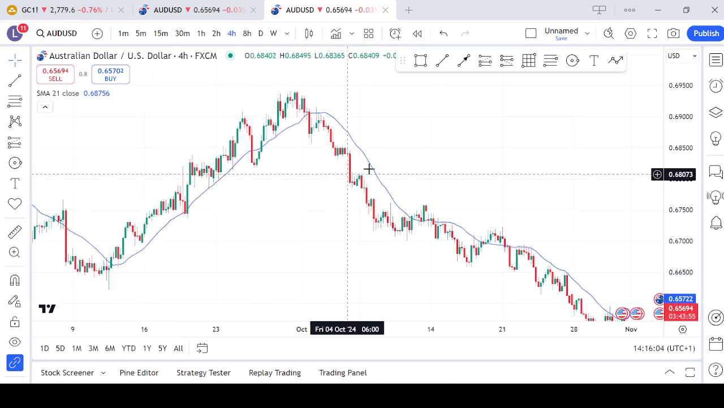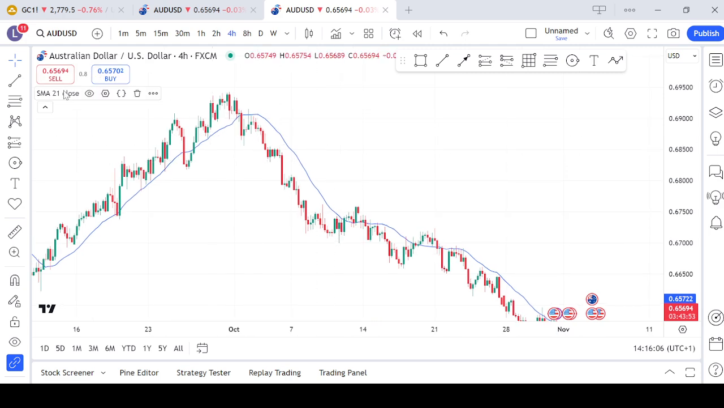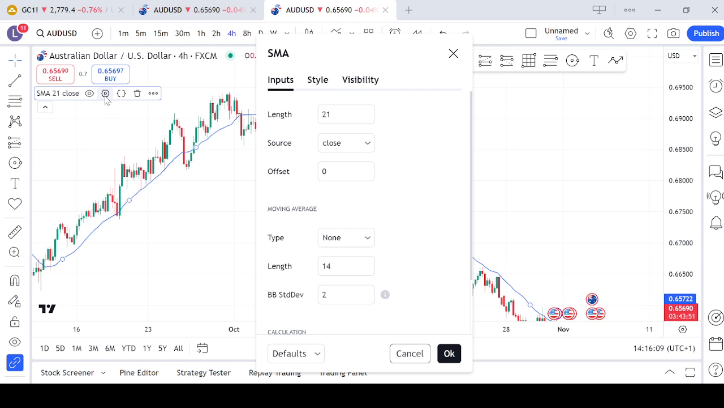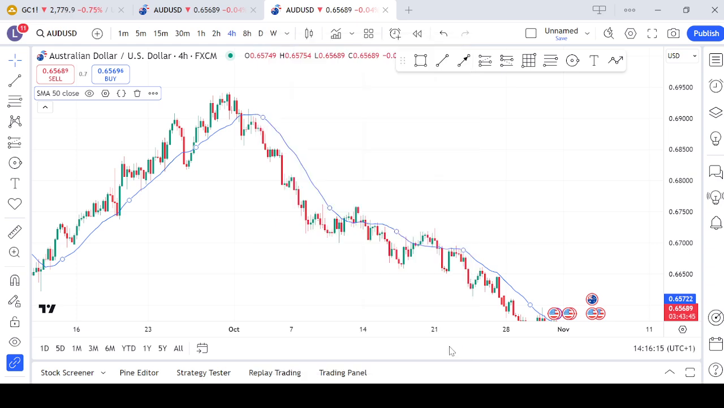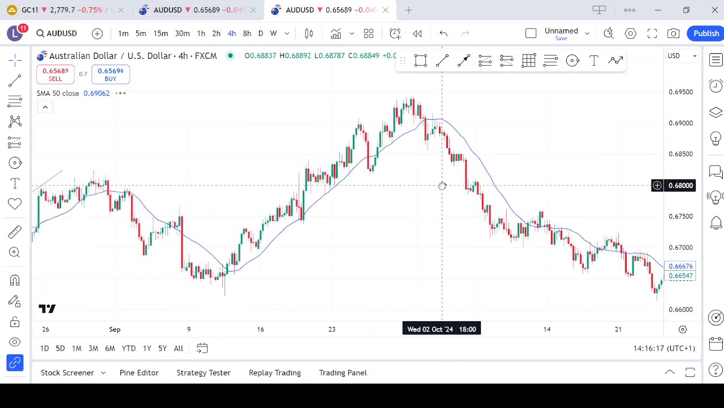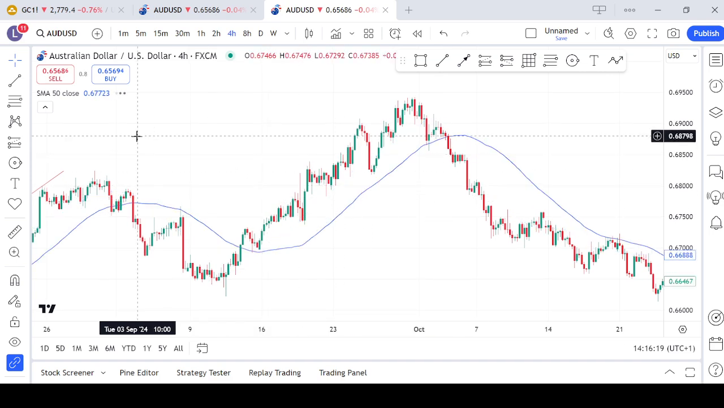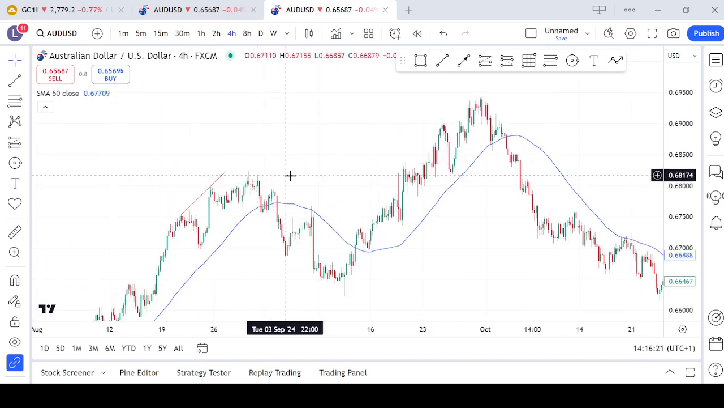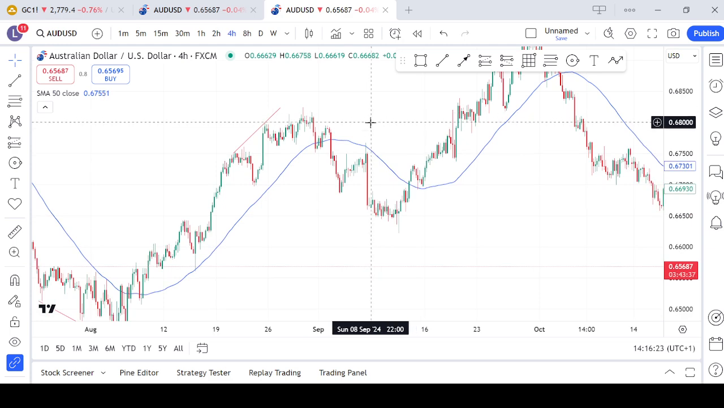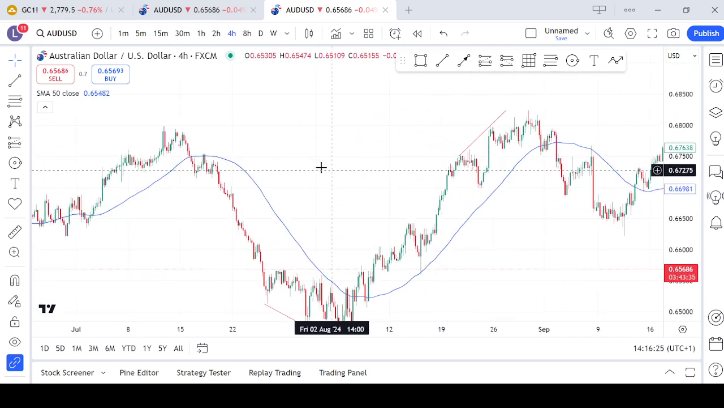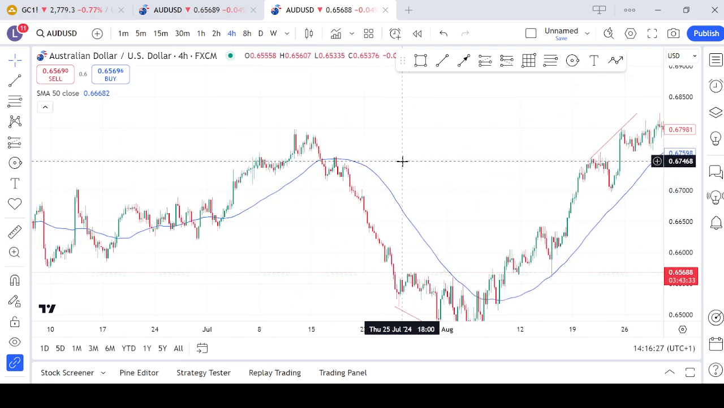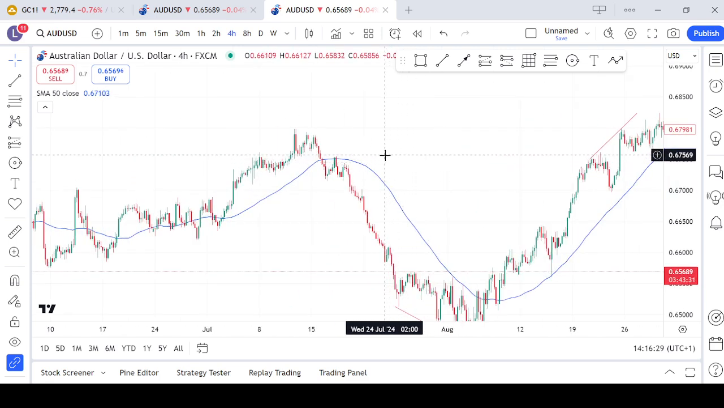You can see I put it in my settings. You can come here, hit the setting and edit it. You can use the 50 day and it's going to reflect. Well, this is the 50 day. So I guess I'll use the 50 day for the example. So let me show you how to use the moving average when trading options.